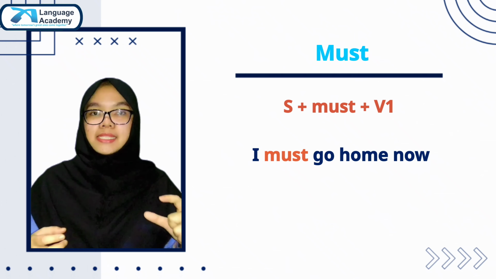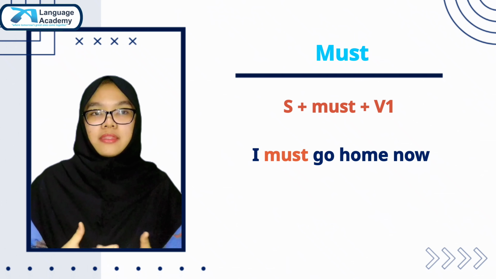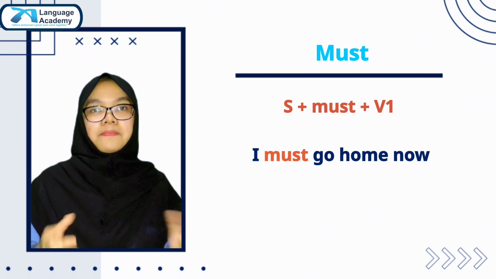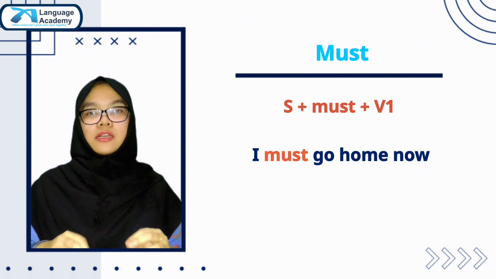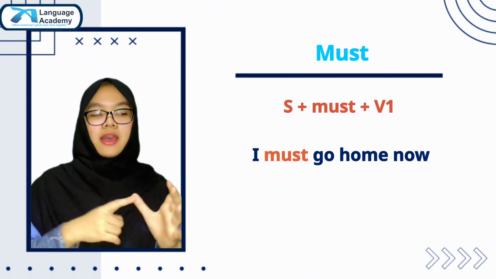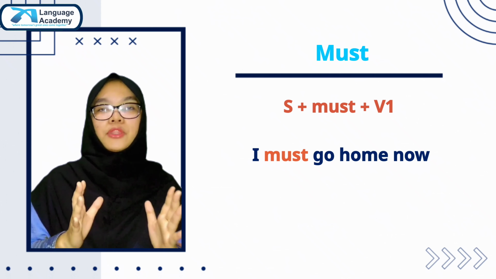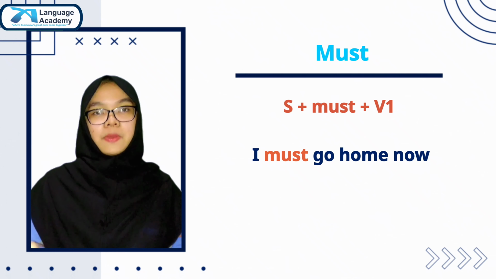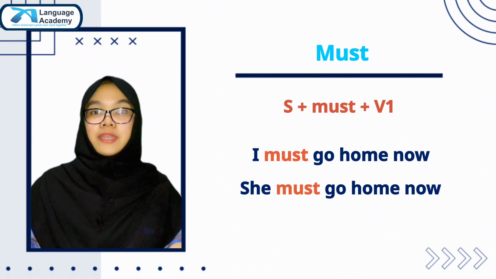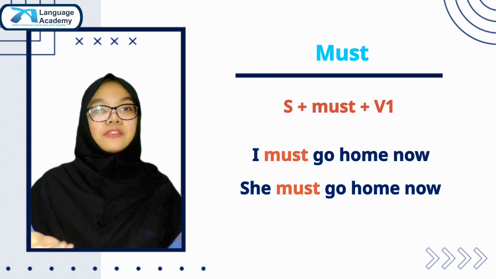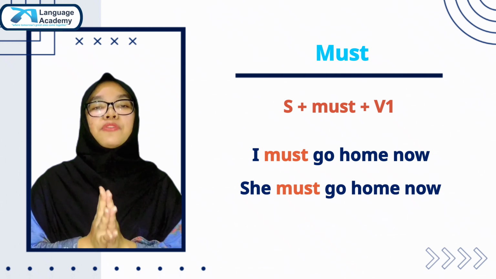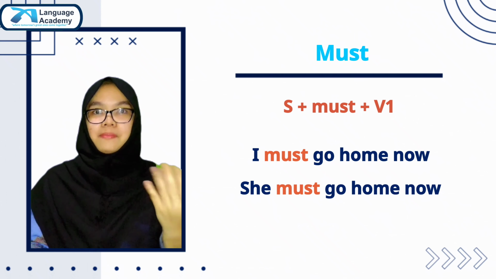Now, again, for must, it can be used with all kinds of subject. Jadi must ini bisa digunakan untuk semua jenis subject, whether itu I, you, we, they, she, he, it, semuanya bisa pakai must dan bentuknya tidak akan berubah. For example, I must go home now. You must go home now. She must go home now. They must go home now. Jadi bentuknya sebenarnya semuanya sama saja for must.